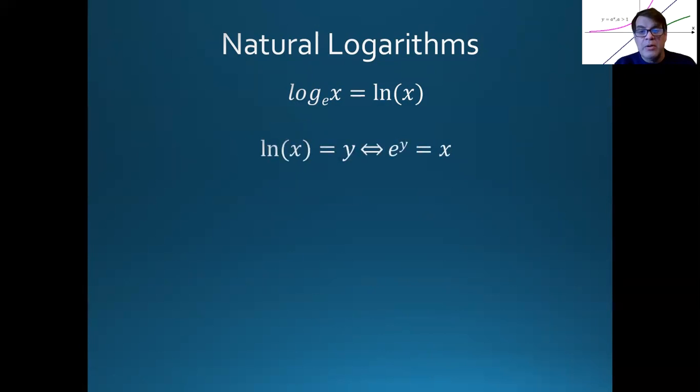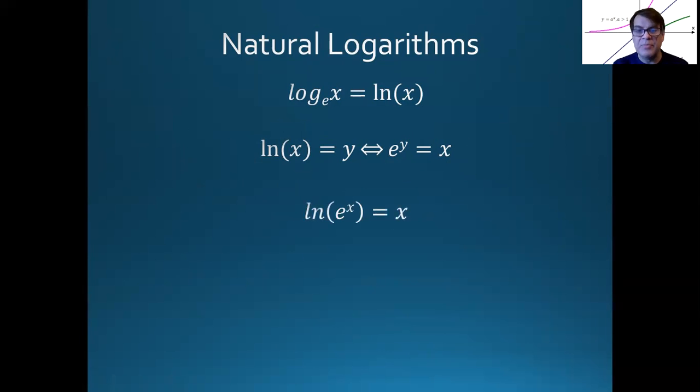But if we take the inverse relationship and we put it in terms of e, this is the way it looks out. So if we have the exponential function e to the y equals x, we're basically saying that the logarithm base e of x equals y. The log is the power, but we abbreviate log as ln for natural logarithm.